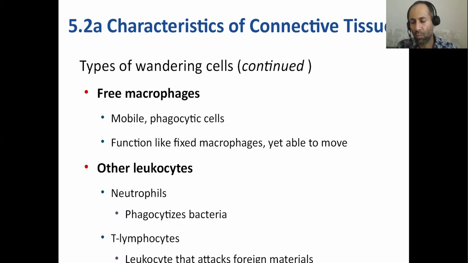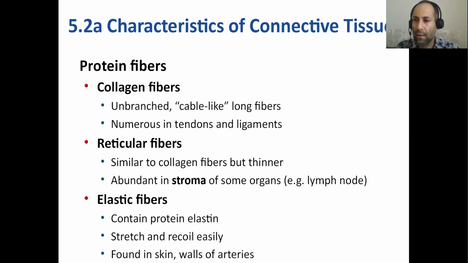And then other leukocytes are white blood cells like neutrophils and T lymphocytes. They're all examples of wandering cells too. Okay, so from cells, we have moved on to the protein fibers.